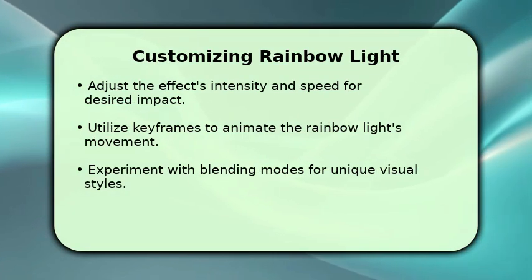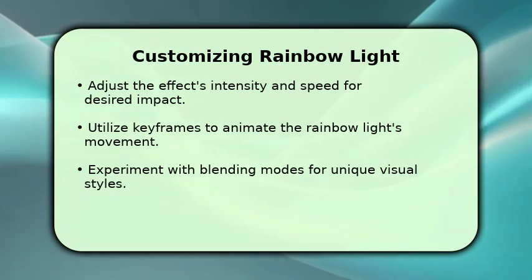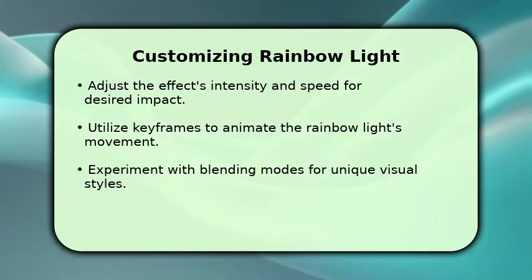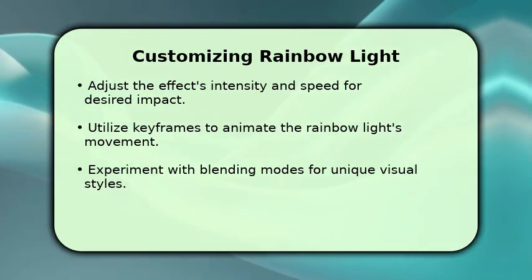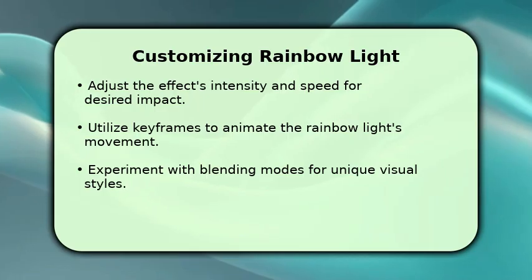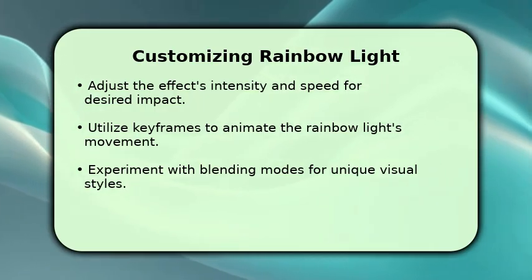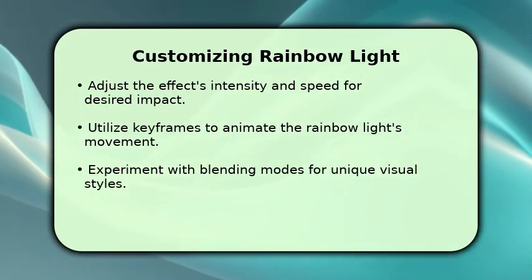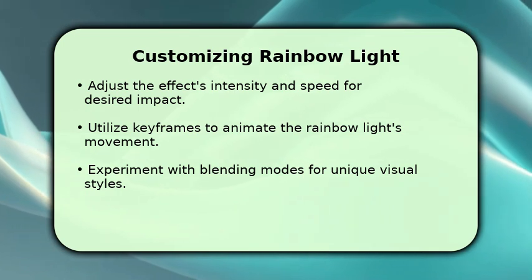Now let's customize your rainbow light. Tap on the effect layer to reveal its settings. Here, you can adjust parameters like intensity, speed, and color variations. For dynamic movement, use keyframes to animate the effect's position or size over time.